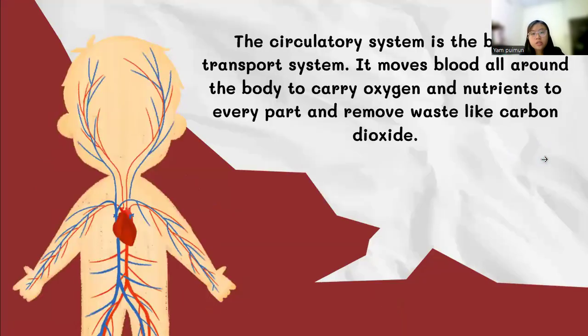So what is the circulatory system? The circulatory system is the body's transport system. It moves the blood all around the body to carry the oxygen and nutrients to every part and remove the waste products such as carbon dioxide. The blood flows in blood vessels, which are a network of tubes in the body.